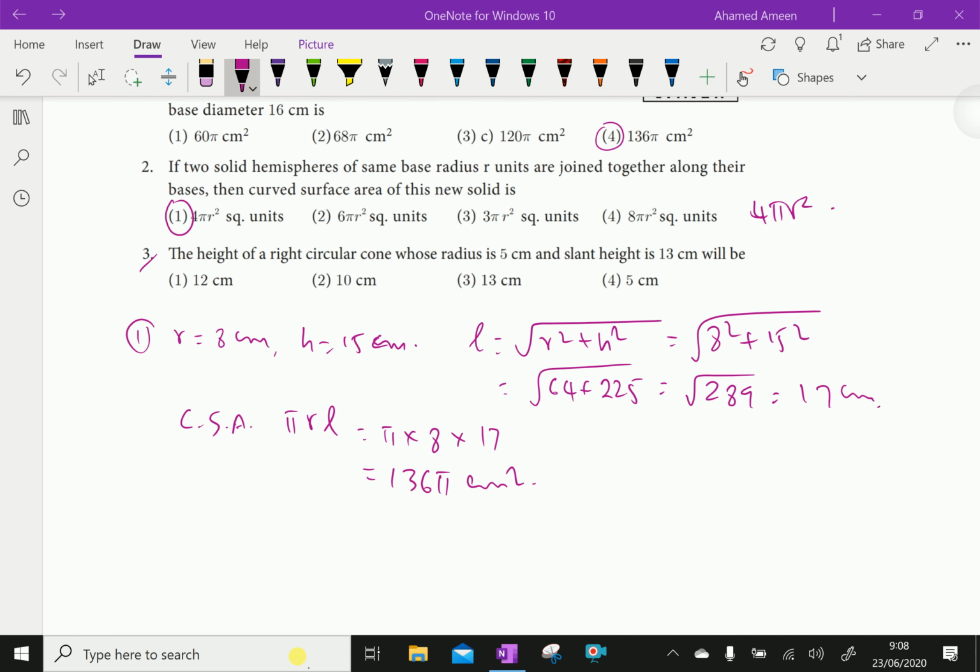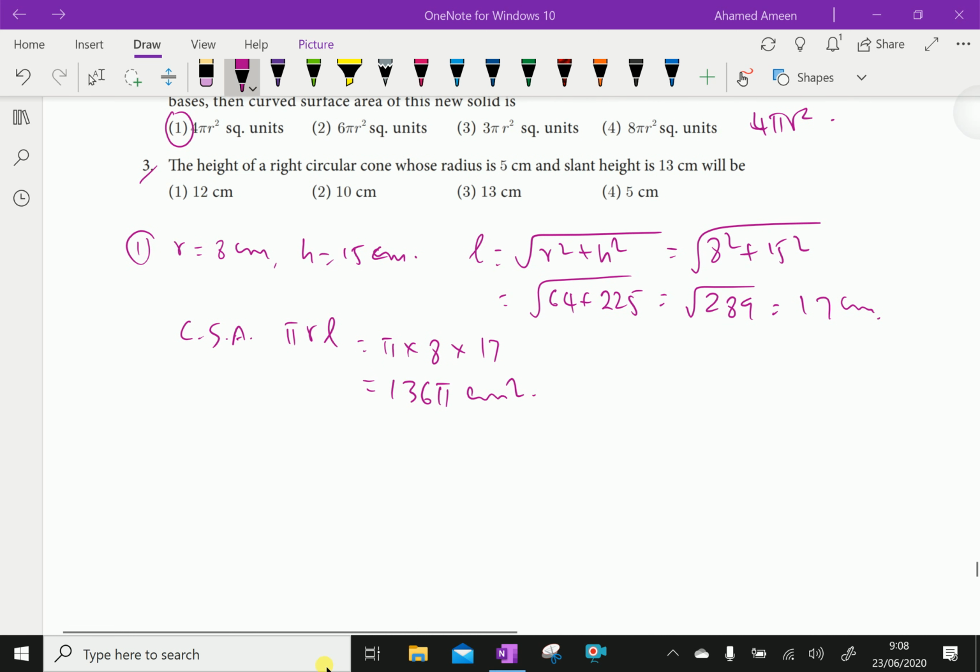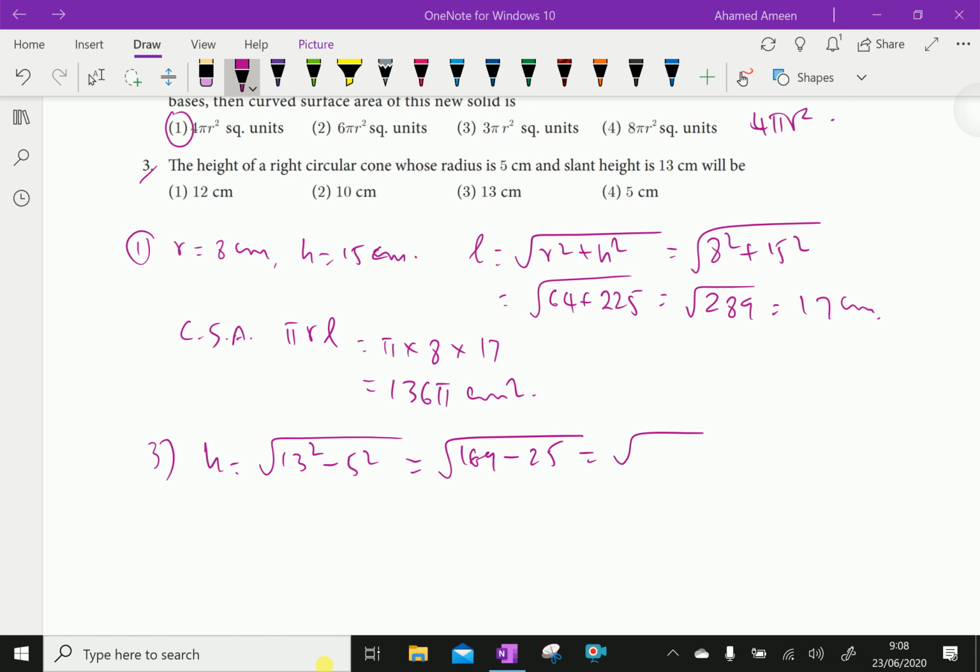Question number 3. The height of a right circular cone whose radius is 5 and the slant height is 13 centimeter will be the height. H equals square root of L squared minus R squared, that is 13 squared minus 5 squared. L squared is 169, R squared is 25, which is equal to square root of 144, which is 12 centimeter. So option 1.